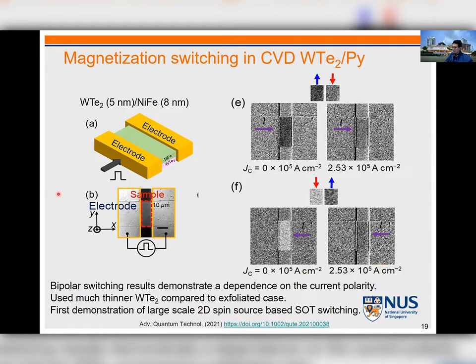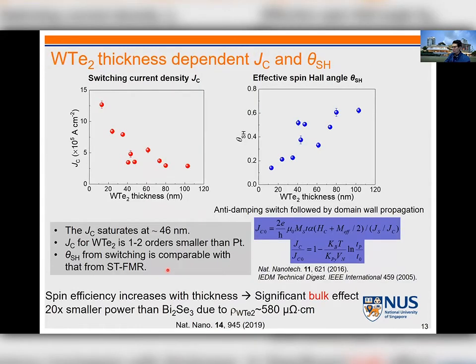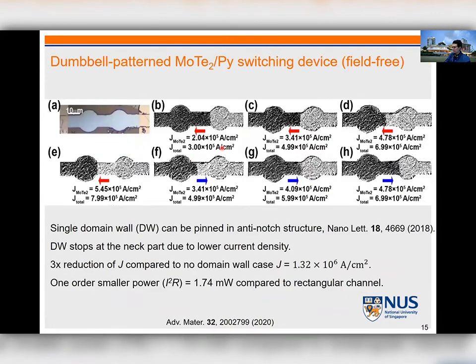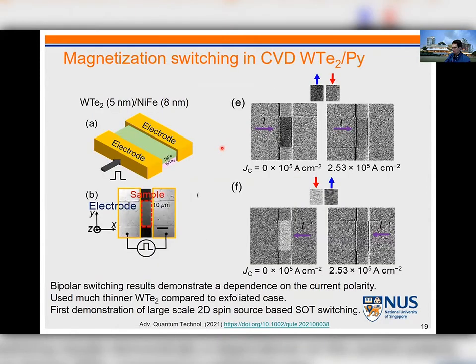This is quite meaningful because we now use the much thinner tungsten ditelluride compared to previous exfoliation case. So if you look at the conventional exfoliation case, we had to use tens of nanometer to see reasonable spin Hall effect. But here we were able to see it with only the 5 nanometer sample. I think this is the first demonstration of large-scale 2D spin source-based SOT switching.